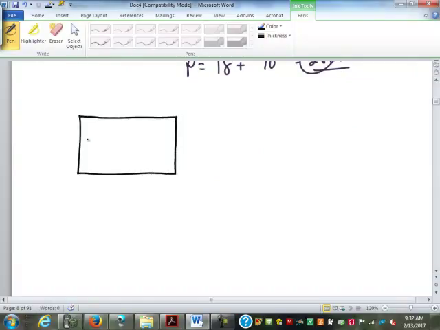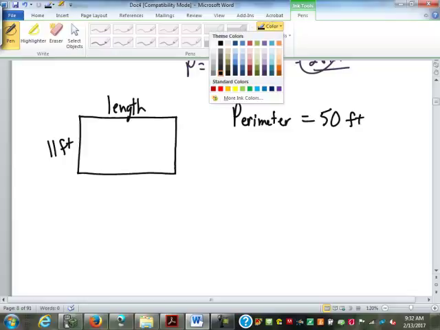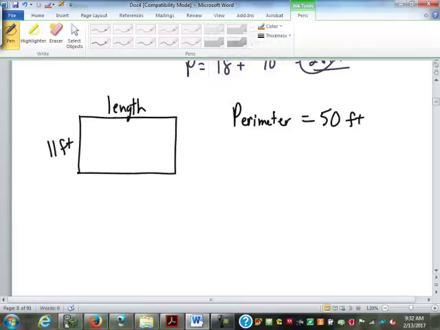So similar to a question we had on the test, if I give you a rectangle where the width is 11 feet, we do not know the length, but I tell you that the perimeter is 50 feet. How do we find the length?